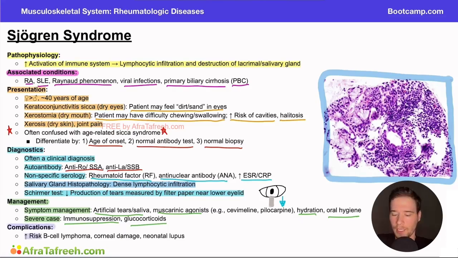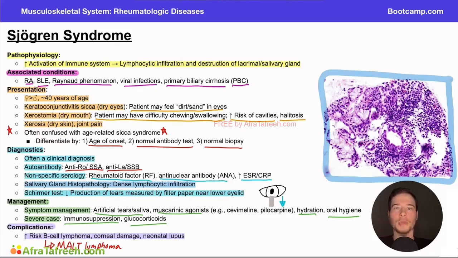And the main ones are that patients have an increased risk of B-cell lymphoma, corneal damage, and neonatal lupus as well. Specifically, patients have an increased risk of MALT lymphoma. And so again, sometimes they'll ask you about that in a question. A patient will have Sjogren's syndrome, and they'll say, what is the patient most likely at risk for? Well, one of those conditions could be an increased risk of MALT lymphoma.